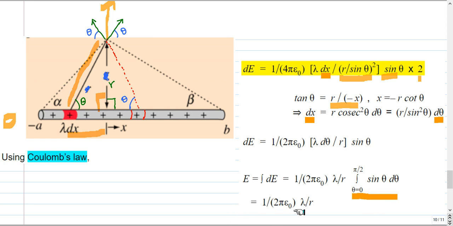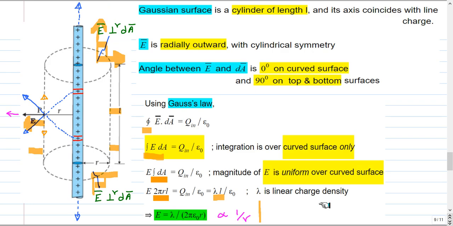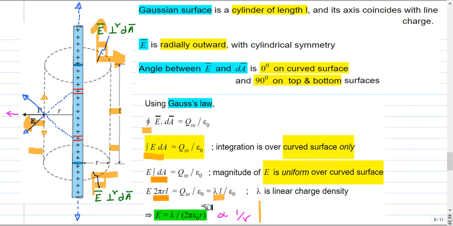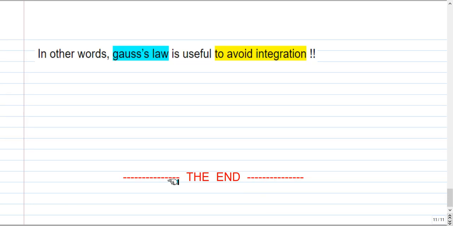So we get the expression for electric field as 1 by 2 pi epsilon naught lambda by r, which is the same as the expression we got using Gauss's law. But in the case of Coulomb's law, the integration is a little bit more complicated. First we have to take the components, we have to do a change of variables, and then we have to do the integration. But in the case of Gauss's law, the integration is trivial. You just integrate dA, which is the surface area of a curved surface. So integration is almost eliminated here. This is the advantage of using Gauss's law. In other words, Gauss's law is useful to avoid complicated integration. By using Gauss's law, the integration becomes simple or trivial.